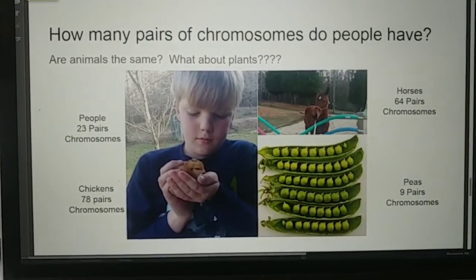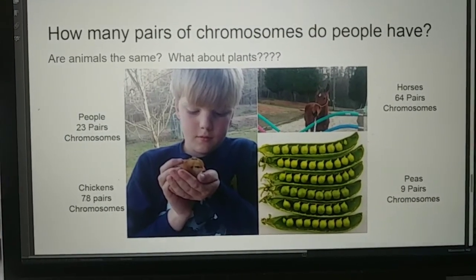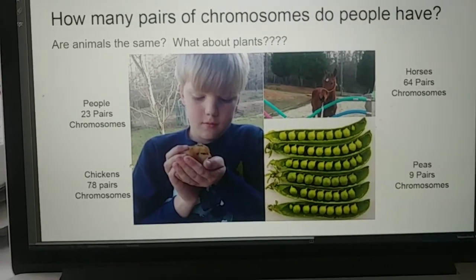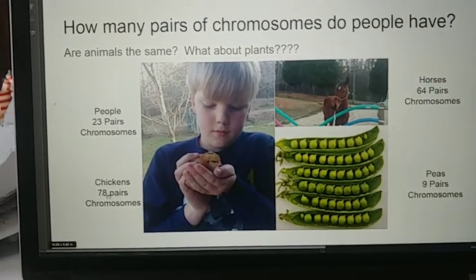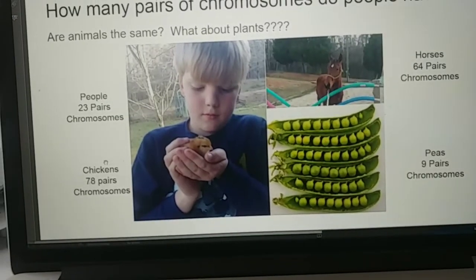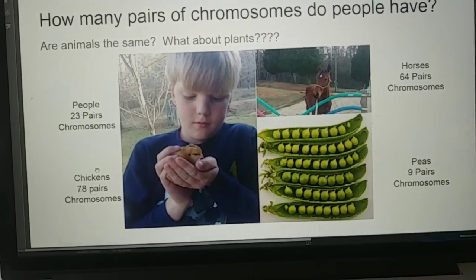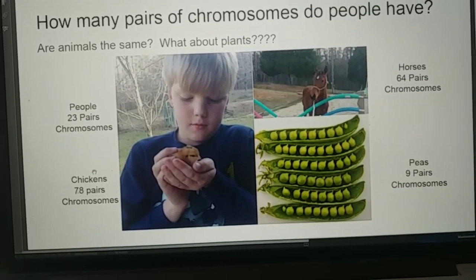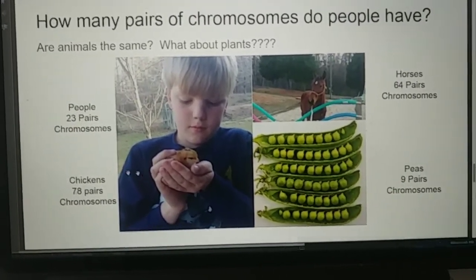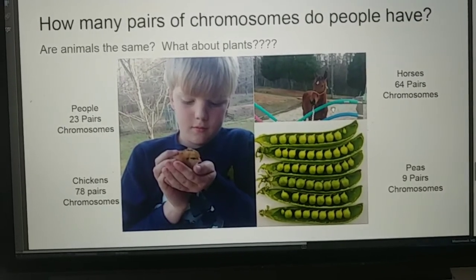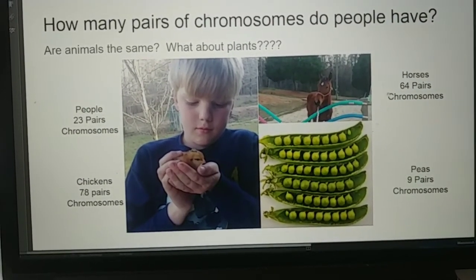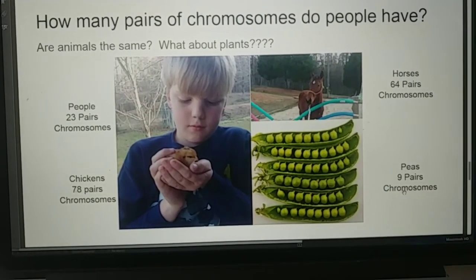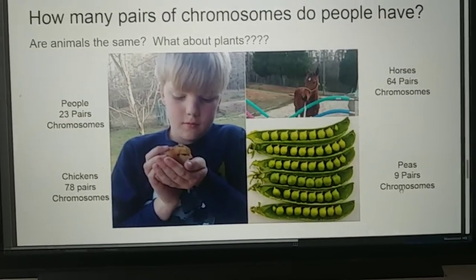All right, how many pairs of chromosomes do people have? Well, we have 23 pairs, which is easy to remember because of 23andMe. Chickens have 78 pairs. So how many pairs you have is not really dependent on how intelligent you are or anything like that. It's actually maybe just about markings, how many different combinations of things are possible. So horses have 64 pairs of chromosomes. Peas have 9 pairs.